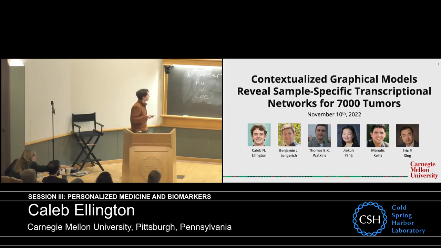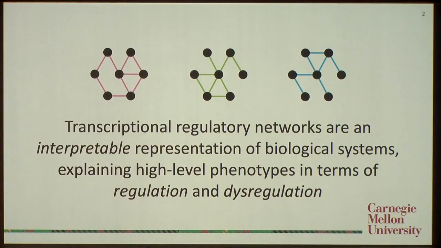So first, why do we like regulatory networks? Transcriptional regulatory networks are an interpretable representation of biological systems, explaining high-level phenotypes in terms of regulation and dysregulation. And so rather than having to model all of the molecular mechanisms and epigenetic factors that go into modulating gene expression, we can abstract this out into simple RNA to RNA interactions. This abstraction still retains things like the structure of a gene regulatory network and reveals things like signaling cascades and regulatory modules. So they're very useful for understanding the functional state of a cell or a group of cells. But inferring networks is generally hard without prior knowledge.